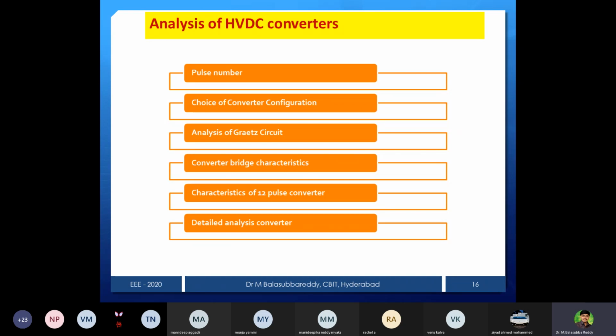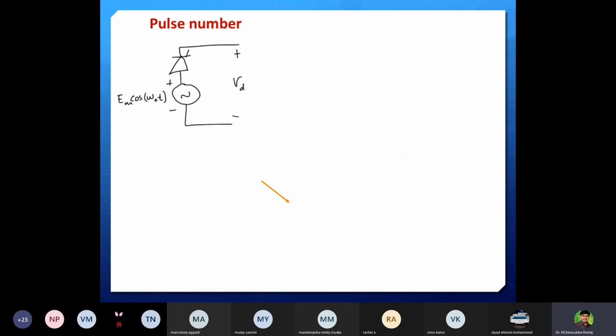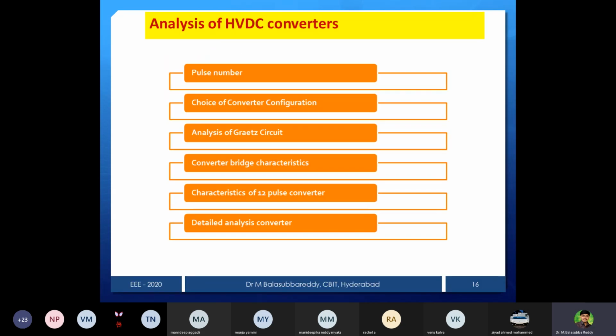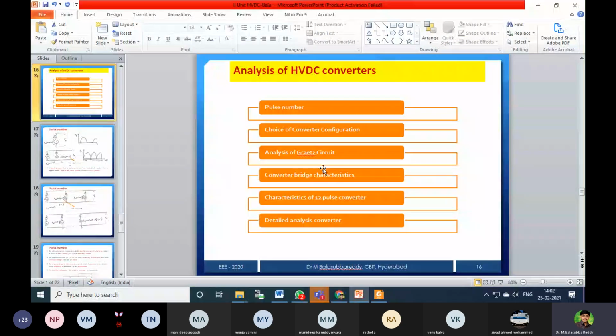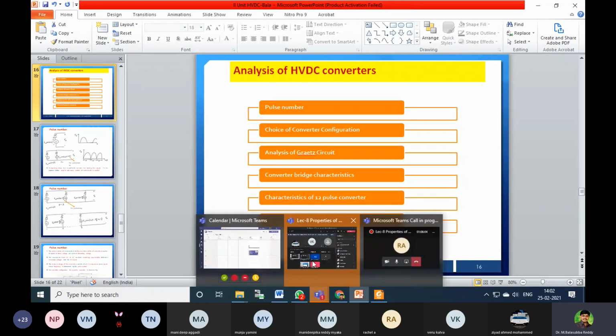What will happen if we increase the pulse number? We can see that in the next class. These are all very small units, and this unit will be completed very soon. Once these topics are covered, along with overlap and without overlap, this unit is also going to finish. And if you have any doubts, you can ask me.